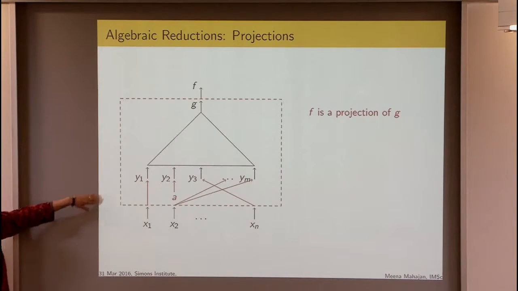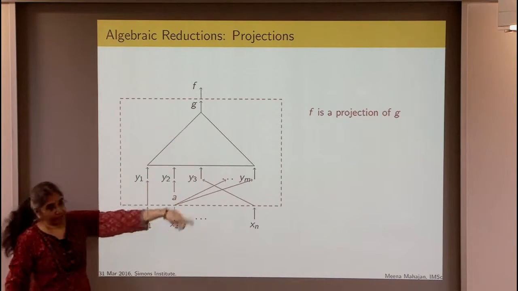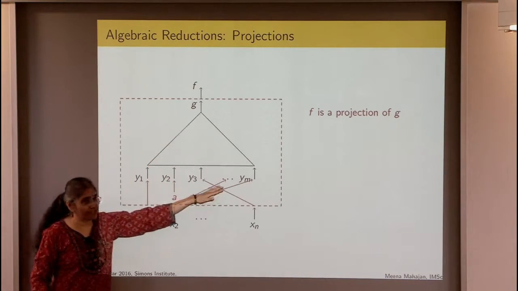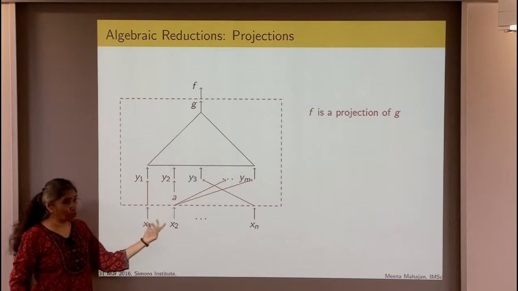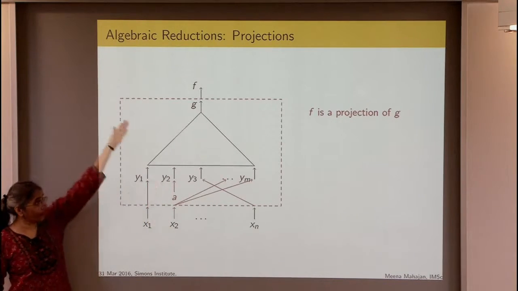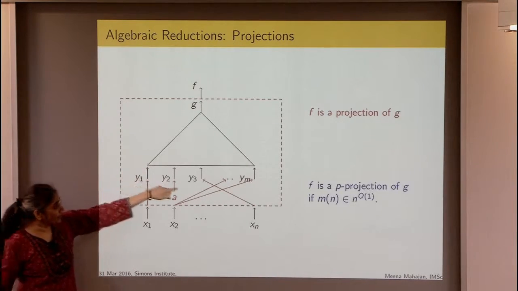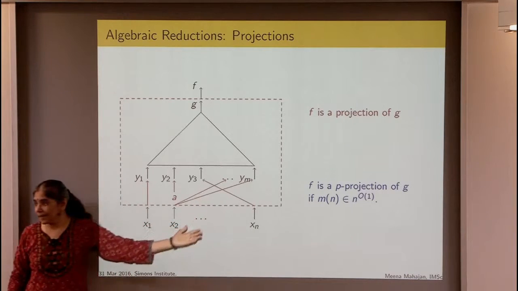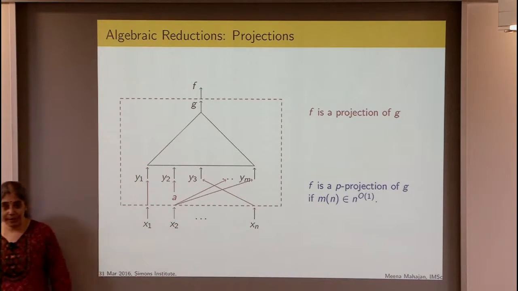So this is a pictorial representation, a circuit for G, which has its own inputs, and I put it into a box in which there are a few additional wires and field constants, but nothing more. And the wires route the variables of f, and I end up computing f. So in general, this is a projection, and if this m is polynomial in n, it's a p-projection.